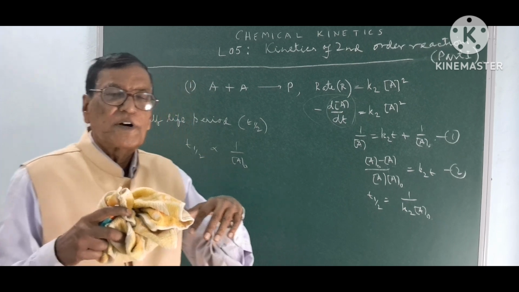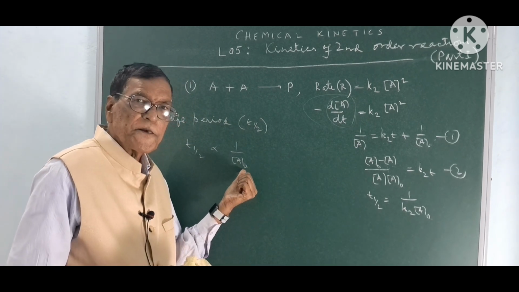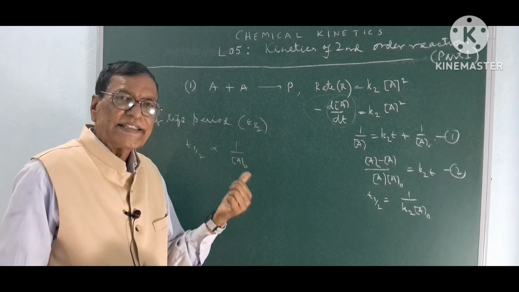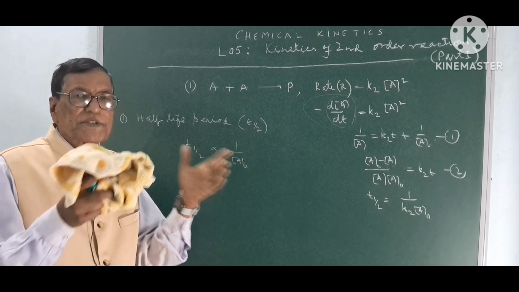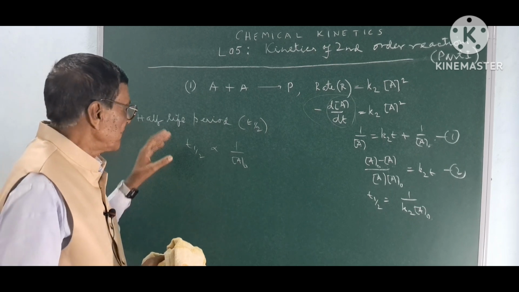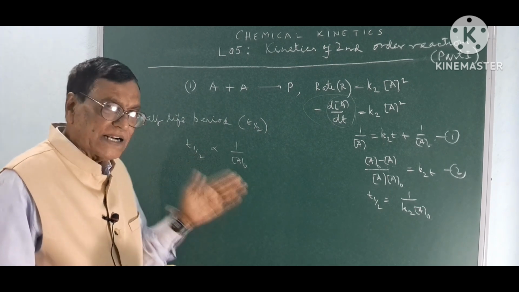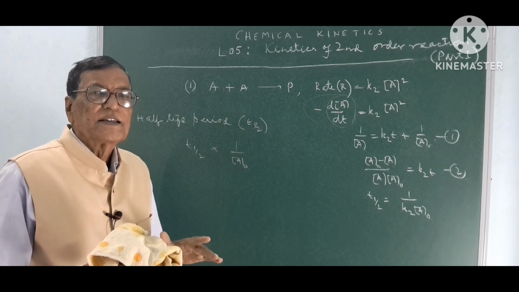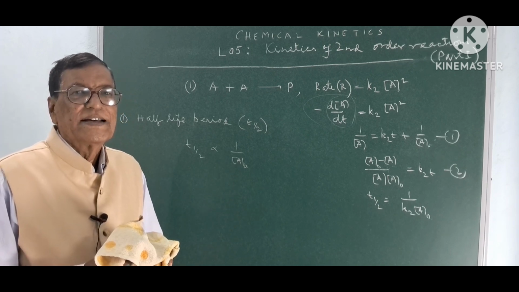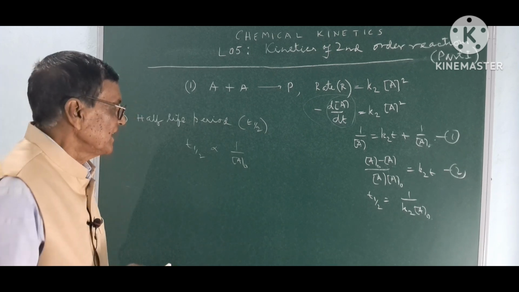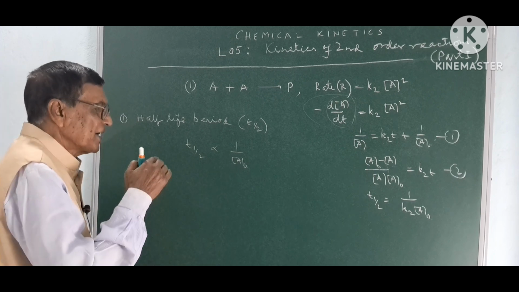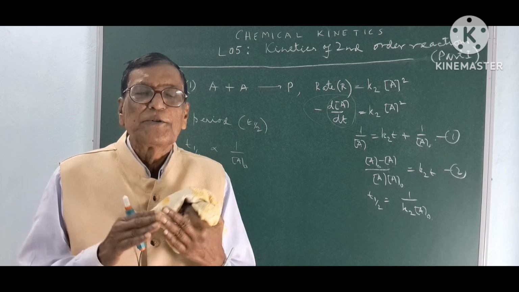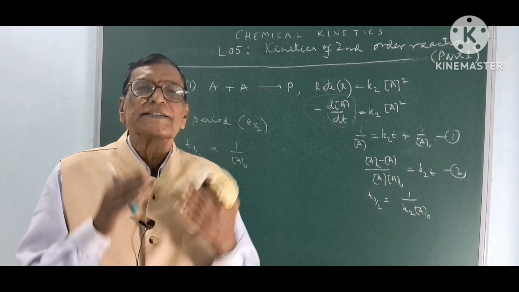If you double the initial concentration of the second order reaction, then the half-life period becomes half. Means half-life period is cut to half whenever the initial concentration of this A is doubled. So this is very surprising. You can say the greater the amount of this reactant, the time required for its half decomposition is less.